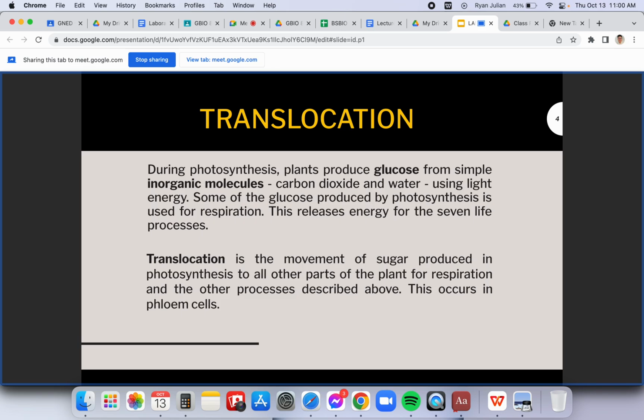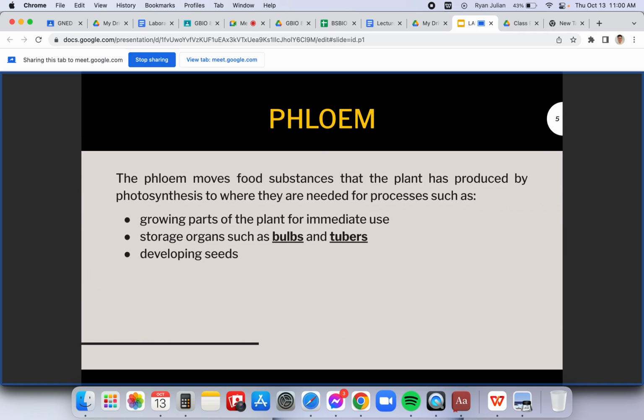Alright, now let's dig deeper and talk about phloem. The phloem, like what I've said from our previous slide, moves food substances that the plant has produced by photosynthesis to where they are needed for processes such as growing parts of the plant for immediate use, including the flowers, the shoots, or even the stem.